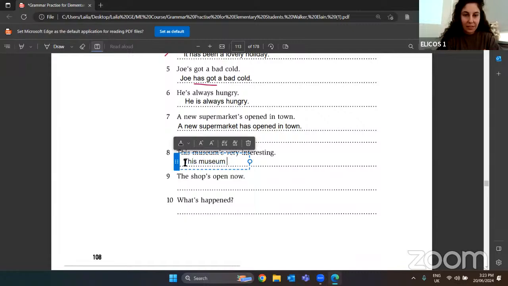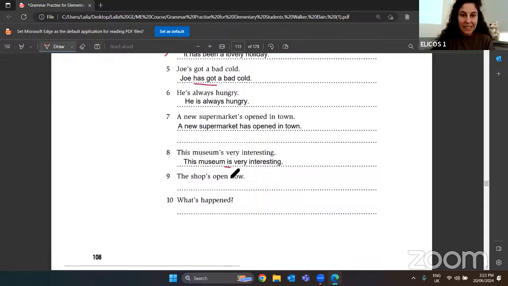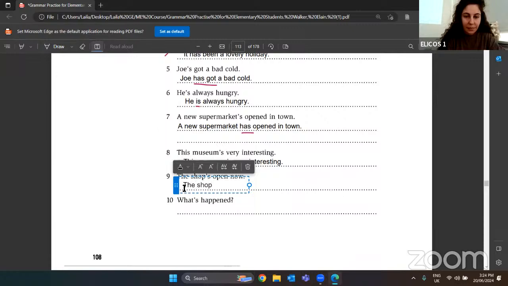Oh, number 8. This museum is very interesting. Yes, so the verb to be. This museum is. The shop is open now. The shop is open because there's no -ed. The shop is open now. Yep, that was a present simple. The shop is open now.